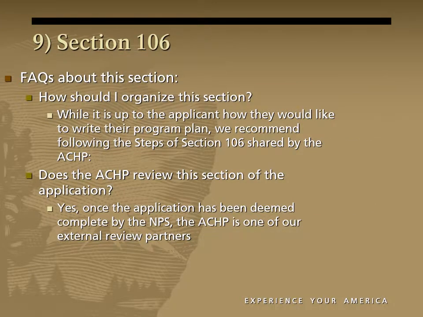There are several frequently asked questions about this section. The first is, how should I organize it? While it is up to you how you would like to structure your program plan, we recommend following the steps of the Section 106 process shared by the ACHP. The first step is the initiation of the Section 106 process by a federal agency. The second is the identification of historic properties. Third is assess adverse effects, and fourth is resolve adverse effects. In discussing each section of this process, it is important to be clear about what the role of the THPO will be in each stage.